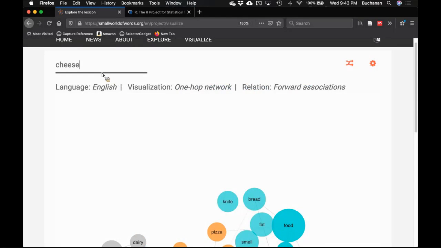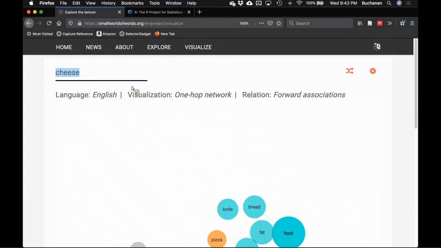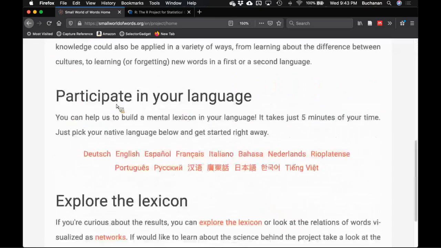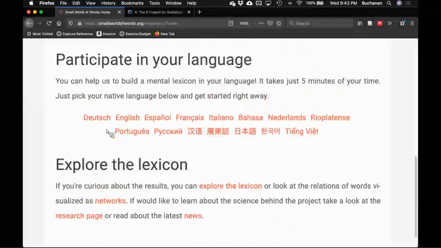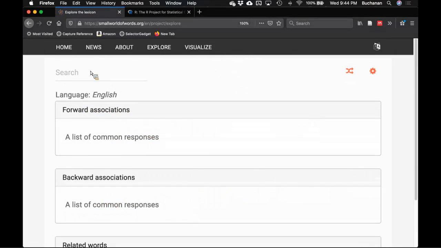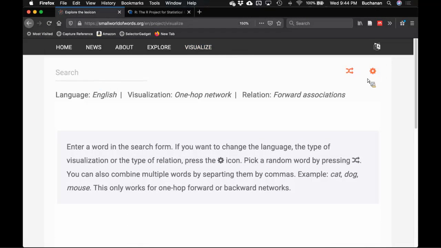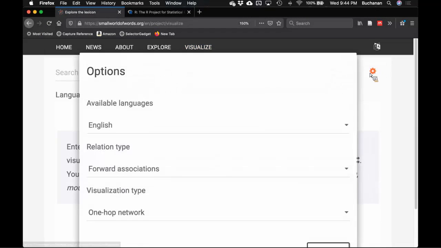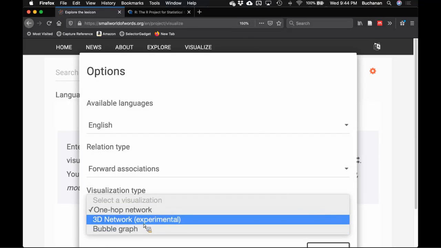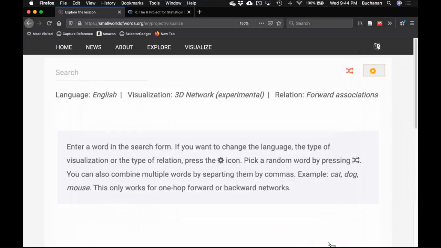Small World of Words is actually in languages other than English, but I think most of their visualizations are in English. Maybe it's just the one I've gotten to. If you click home, you can learn more about the project and you can actually participate and add your own words to it in these different languages. Or play around in the lexicon. Let's do one more visualization because this stuff is so much fun. Settings, there it goes. Let's look at a 3D network because these are pretty cool.